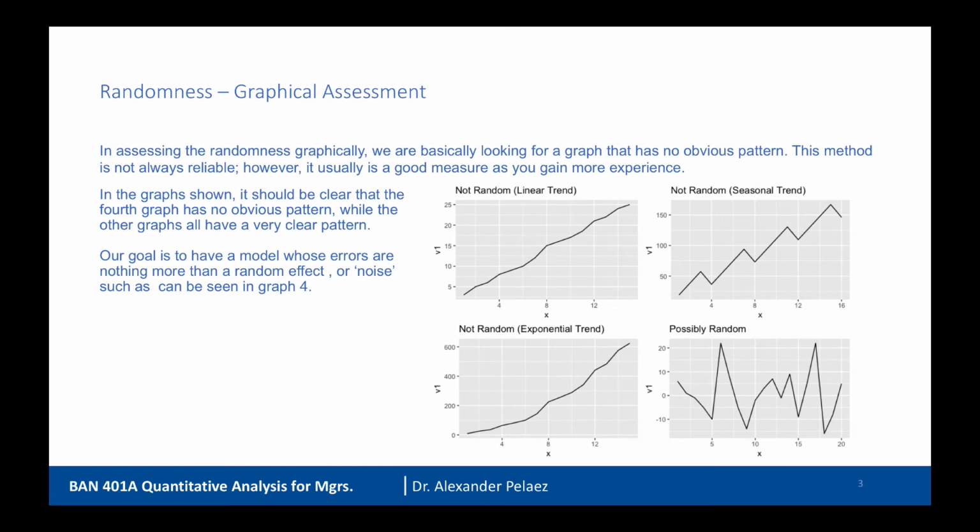Now, in graphical terms, we can assess the randomness by clearly looking at the graph and seeing if there's a pattern. If there's no obvious pattern, then we probably have randomness. And it's a good idea to analyze the graphs first, just so that you can get an idea of what type of pattern might be there. Is it a straight linear trend? Do we sense seasonality? Is there an exponential trend? Or does it look like it has the possibility of being random? So our goal is to basically have a graph looking like this one, where it is simply just noise and a random pattern.